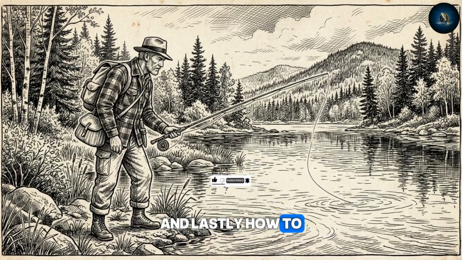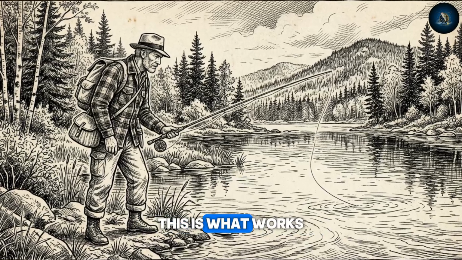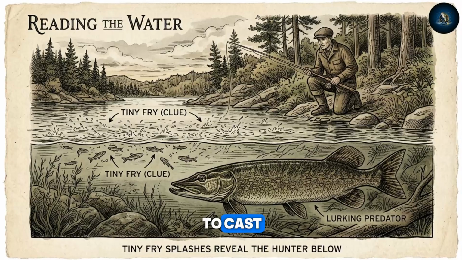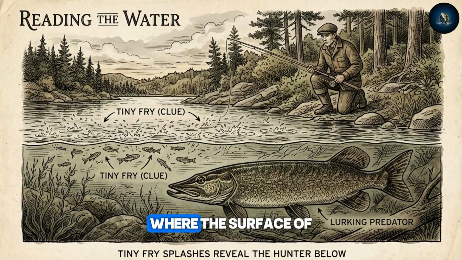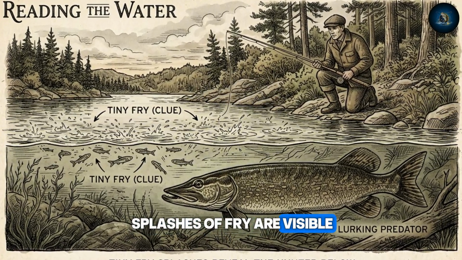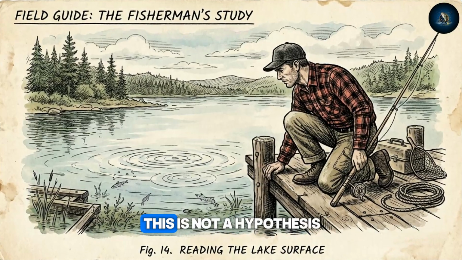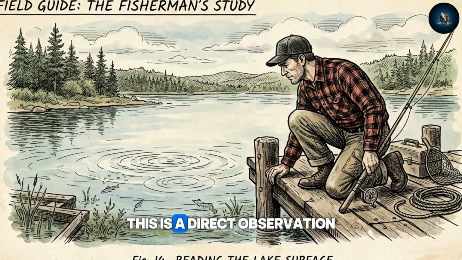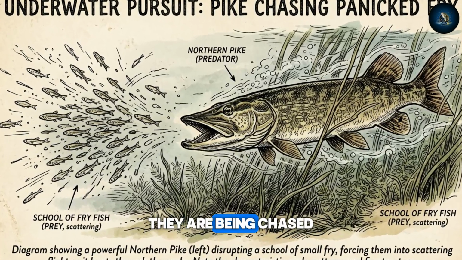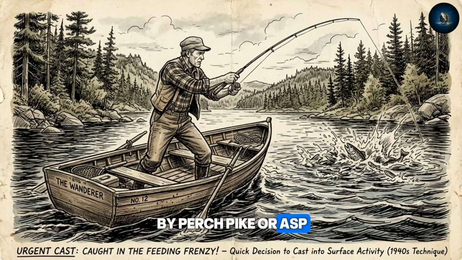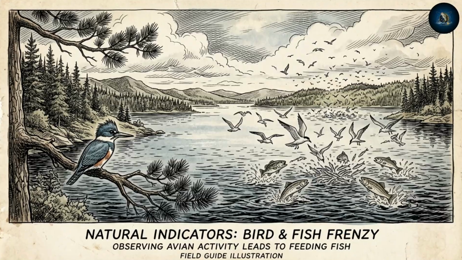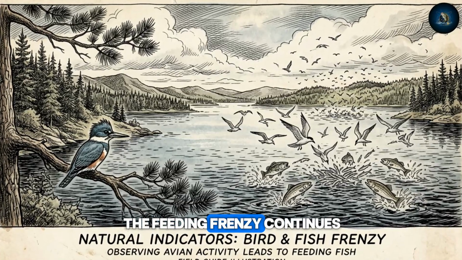And lastly, how to read the water's surface. This is what works right now, in real time, while you are standing on the shore and choosing where to cast. Fry are the main clue. Where the surface of the water is covered with small ripples, where splashes of fry are visible, there is a predator. This is not a hypothesis. This is a direct observation. The fry are panicking because they are being chased by perch, pike, or asp. If you see a commotion on the water, cast there immediately without thinking. You have seconds while the feeding frenzy continues.